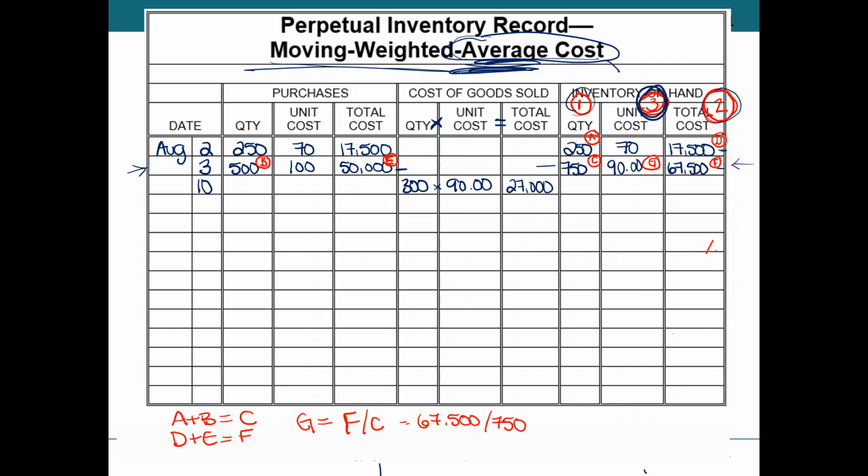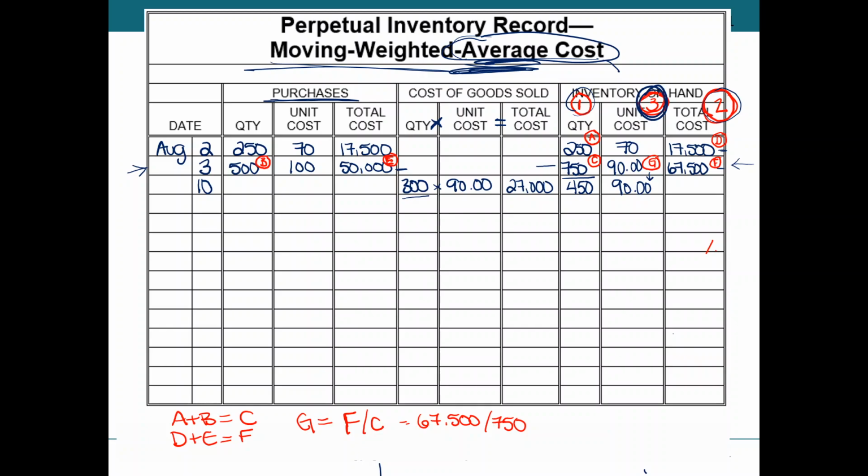For our quantity, you just follow through. So we had 750. If we sold 300, we're left with 400. So now instead of adding, we're just subtracting. And when you have a sale, I should say, it does not change the unit cost. So you don't have to redo the math here. You can just carry that $90 down. With every purchase, you need to recalculate, but a sale will not change the unit cost. So you can just move that down.